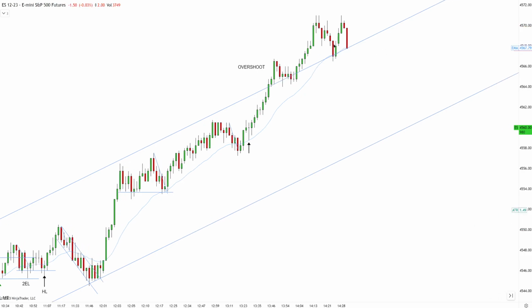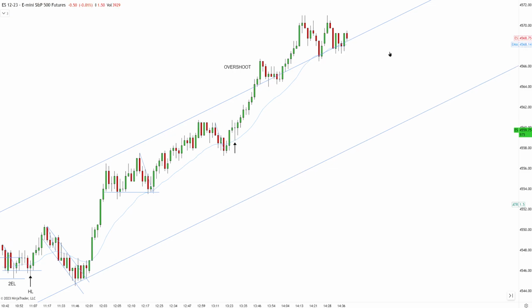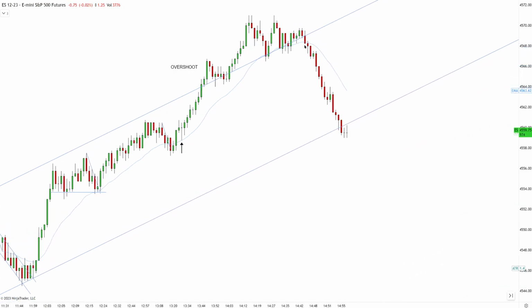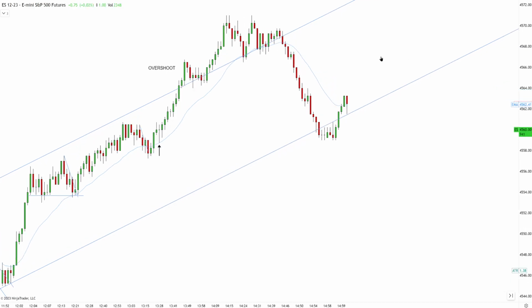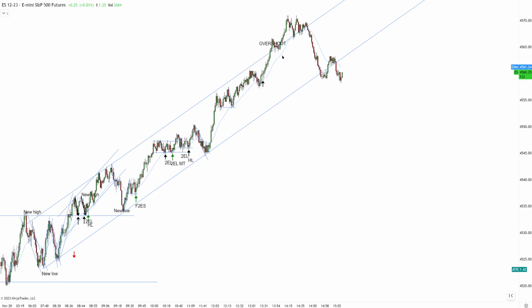We can see there was a two-legged pullback, second entry long, but the market is getting way too late, and I don't think we can take any setup right now. You can see all the buyers are taking profits to close the day. Very common. You can see how strong the uptrend was. You combine the overshoot and a lot of profit taking happening right before the close.